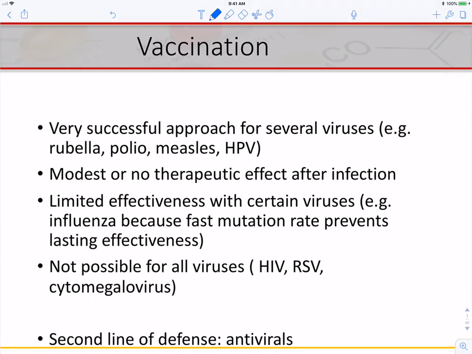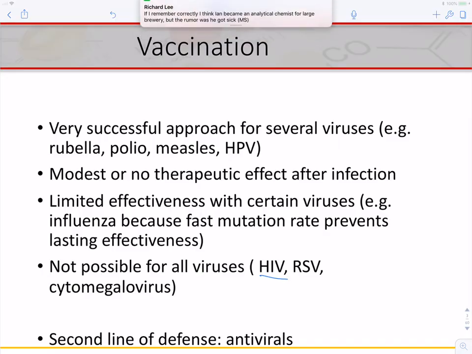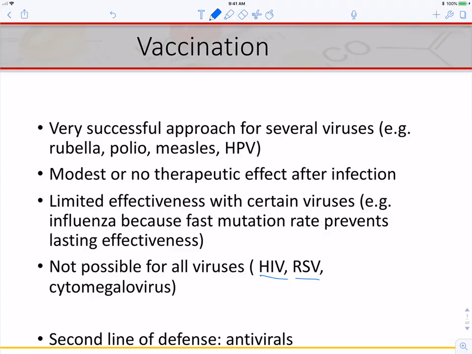So as we were saying, vaccination works very well for several viruses. It's important to use it in a preventive manner, so vaccination doesn't work after infection, and it works very well for viruses like rubella, polio, measles, HPV, and others. And it pretty much wiped out those diseases from Earth almost. It has limited effectiveness with certain viruses like influenza, which mutates very rapidly, which is why we need to repeat the vaccine every year or 2 years at the most. It's not possible for all viruses. For example, we don't have one for HIV, for RSV, and for cytomegalovirus.